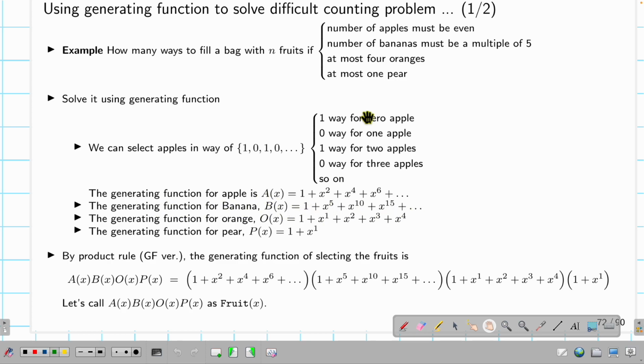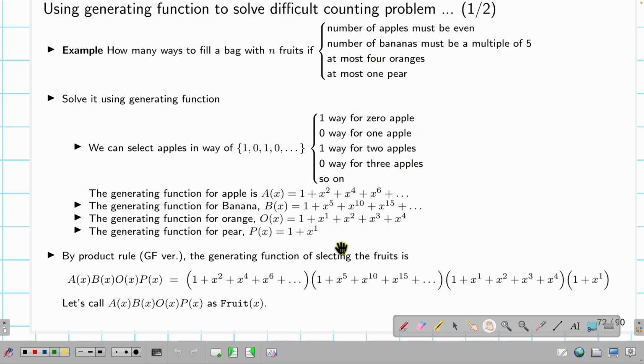I call this apple. How many ways can you select banana? It can only be a multiple of 5. So this means what? X to the power 0. 0 is also a multiple of 5. Okay, so 1. What does it mean? It means multiple of 5. Okay, that means you buy 5 banana. It means you buy 10 banana. 15 banana. All these numbers are multiple of 5.